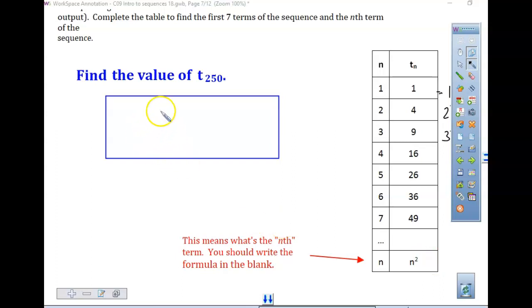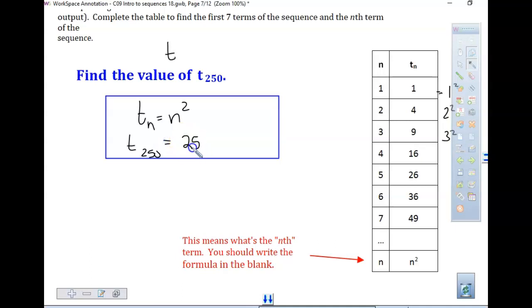So we are going to first write our equation. t sub n is equal to n squared. That's my sequence notation. I'm going to find t sub 250. You'll probably want your calculators, right? We're going to take 250 and square it.